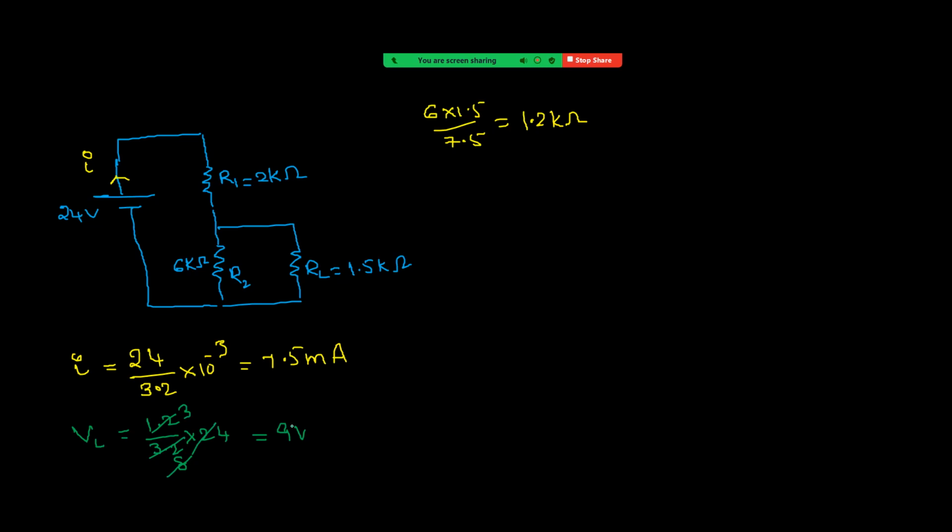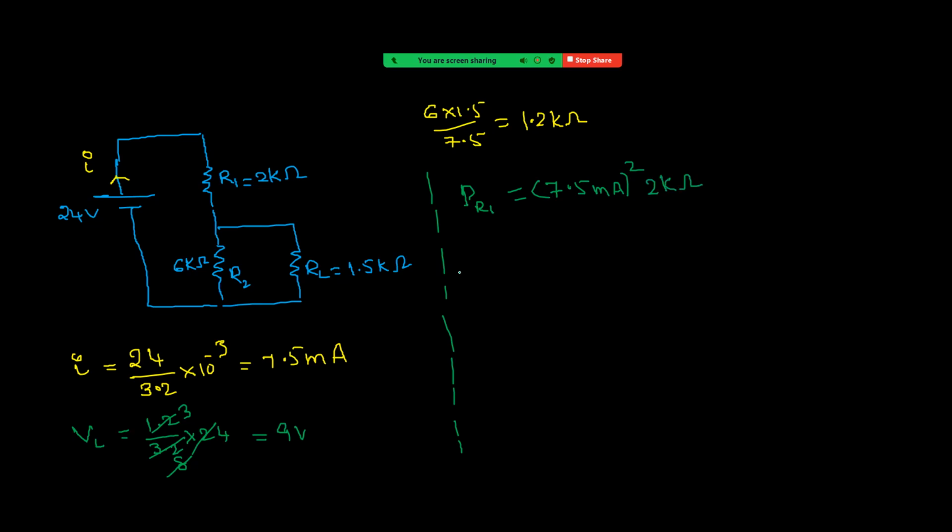Option B. Next, ratio of powers dissipated in R1 and R2. See how to calculate that. Ratio of powers dissipated in R1 and R2. Coming to R1, we can write power across R1. I can write V square by R, or I can write I square into R. That is easier, right? I square into R. I value 7.5 milliampere. I square R value 2 kilo ohm.